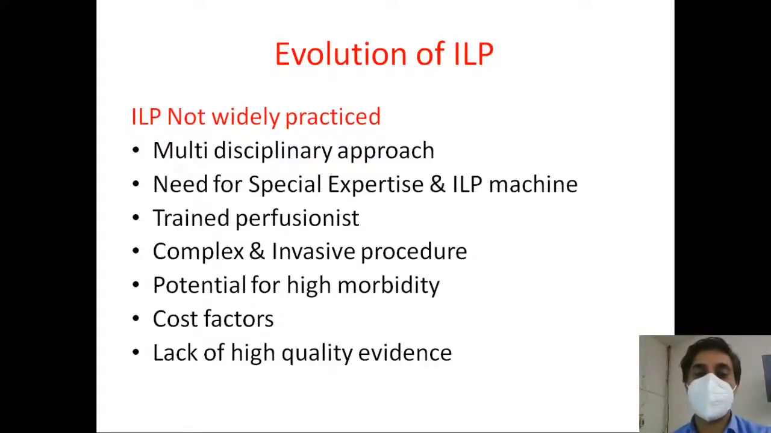special expertise is required to run the ILP machine. It requires a trained perfusionist, and it requires a complex and invasive surgical procedure also. There is a potential of high morbidity in the form of limb loss, and the catheters, cannulas, and the running cost of the machine are very high. And there is a lack of high quality evidence in favor of ILP also.